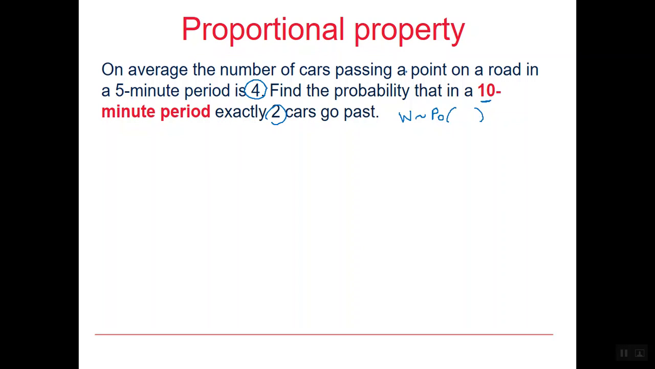So because the time has doubled, this means that we would also double the 4. So we would expect 8 cars in 10 minutes. We want to find the probability that this is 2. Now again, you could use GeoGebra or you could use the Poisson PD function on your calculator, and you will get an answer of 0.0107 to 3 significant figures. Now remember, previously in the 5 minutes we had 0.147. So just look at how much smaller our answer is now.